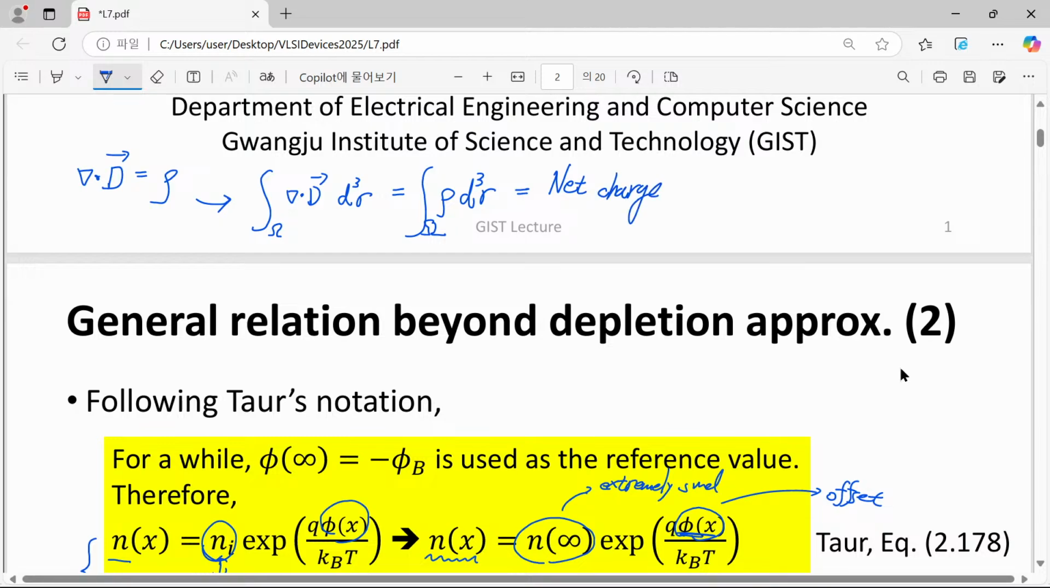Usually this is volume charge, so you will have coulomb per cubic centimeter, and you make this volume integration, so this per cubic centimeter term is gone, and you will have just net charge without any normalization, so you will have a coulomb. Yes, so this is not that difficult to follow.